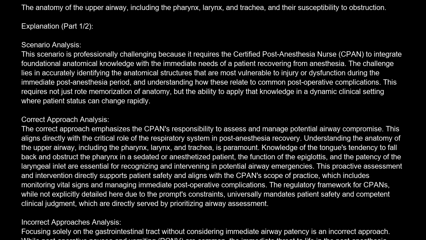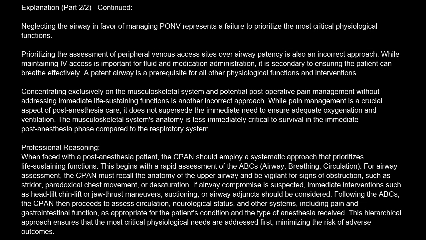Incorrect approaches analysis. Focusing solely on the gastrointestinal tract without considering immediate airway patency is an incorrect approach. While postoperative nausea and vomiting (PONV) are common, the immediate threat to life in the post-anesthesia period is typically airway obstruction or hypoxemia. Neglecting the airway in favor of managing PONV represents a failure to prioritize the most critical physiological functions. Prioritizing the assessment of peripheral venous access sites over airway patency is also an incorrect approach.